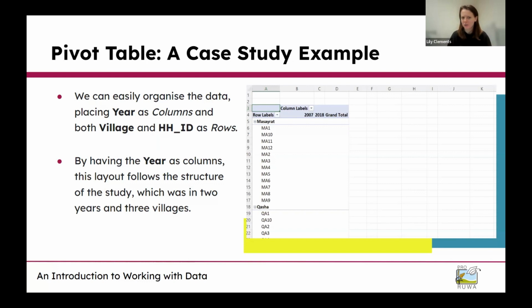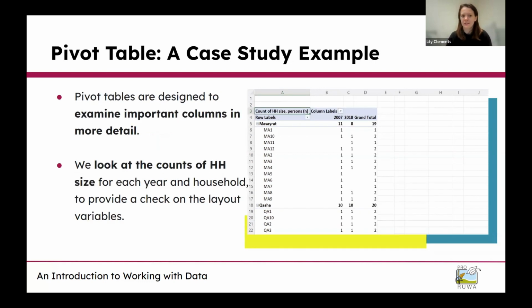By having the year as columns, this layout is following the structure of the study, which was in 2 years and 3 villages. Pivot tables are designed to examine important columns in more detail. So here we're going to look at the counts of household size for each year and household to provide a check on the layout variables.